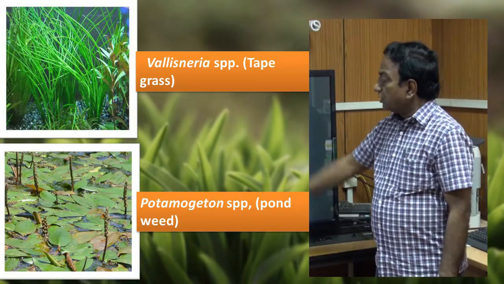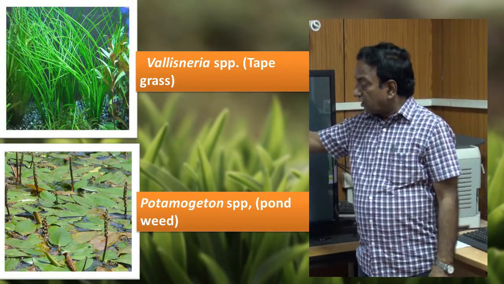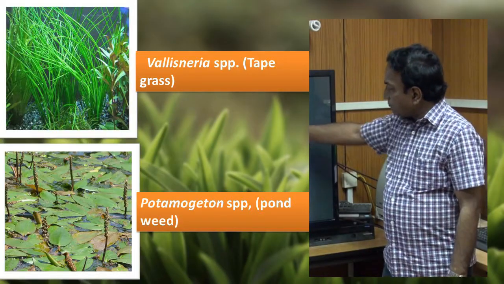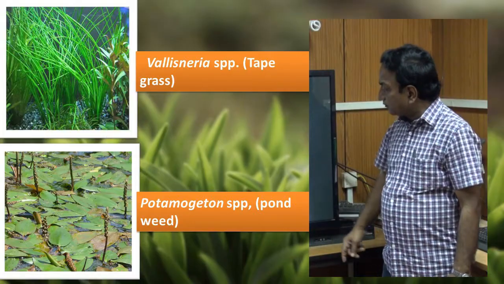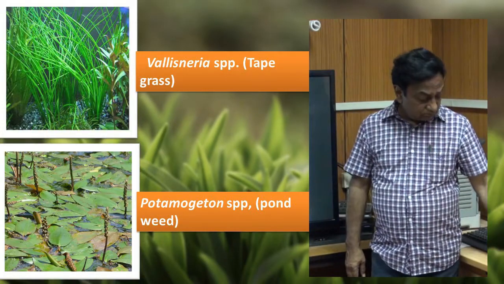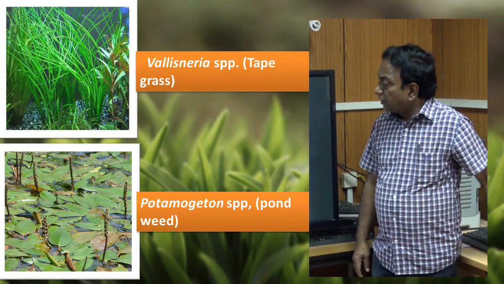So I can show some photographs of Vallisneria. This is found under the aquatic system. This is also Potamogeton. You can see this type of fruit bearing structure, and this whole pond is covered with this type of plant.